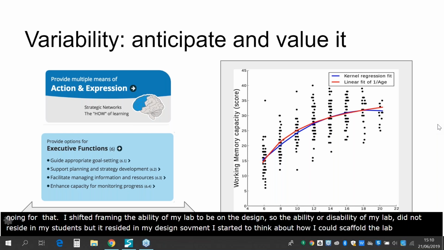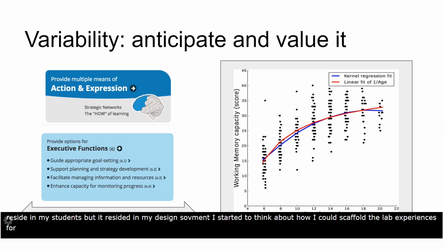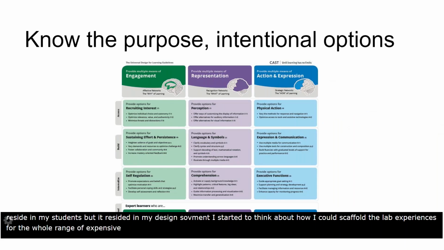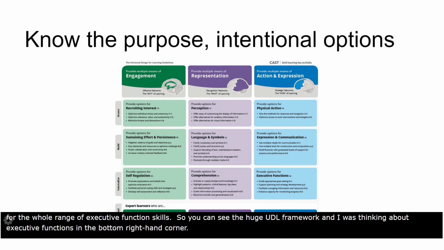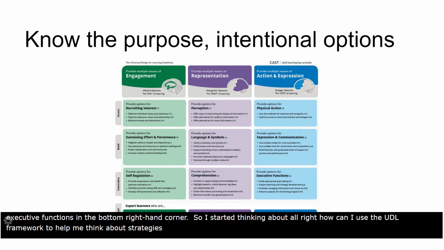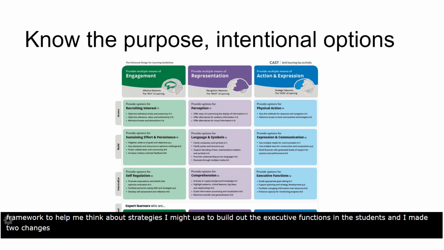So if we go to the next slide, you can see here's the huge UDL framework, and I was thinking deeply about executive functions, which are in the bottom right-hand corner of action and expression. And so I started thinking about, all right, how can I use this UDL framework to help me think about strategies that I might use to really build out my executive function skills in my students. And I actually made just 2 changes, and they happen to be from the representation guidelines.